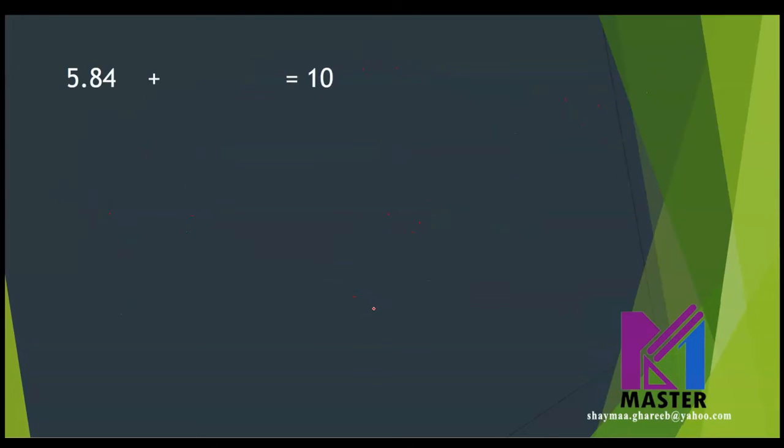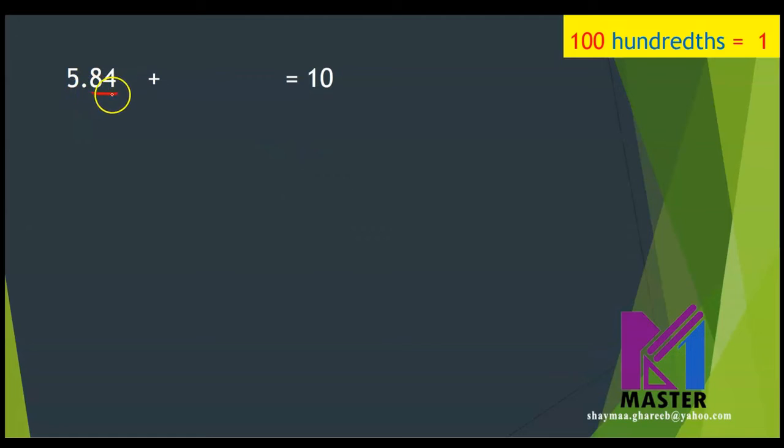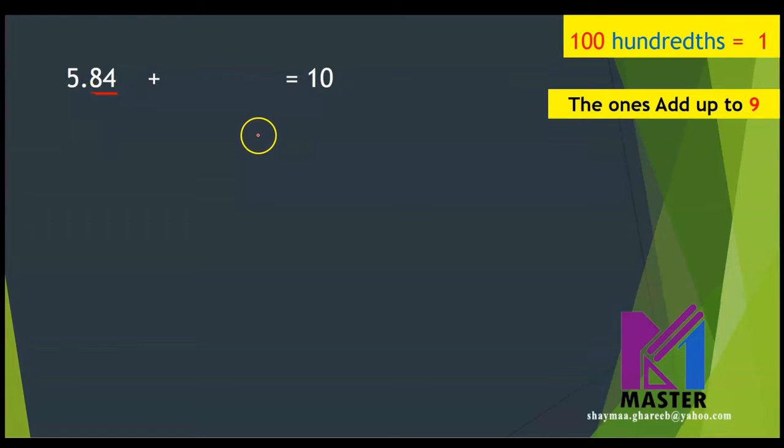Now let's see one more example. 5 and 84 hundredths plus what gives 10. So we are going to follow the same rule exactly. We have 84 hundredths and we need to complete the number of hundredths to be 100 hundredths. 84 to be 100, I need, yes, 16 hundredths. And the digit in the ones place, which is 5, must add up to number 9. So now let's see. 5 plus 4 gives a 9. So I put the digit in the units place.